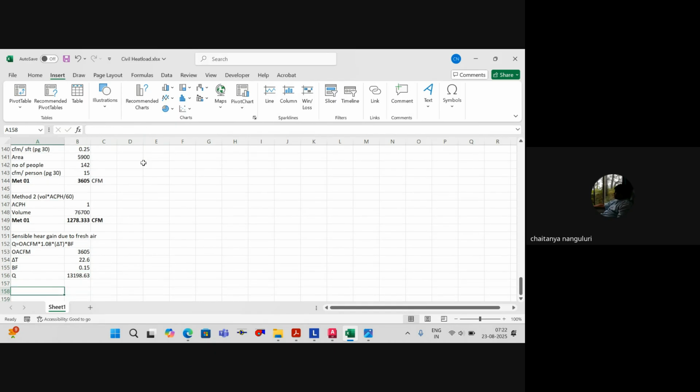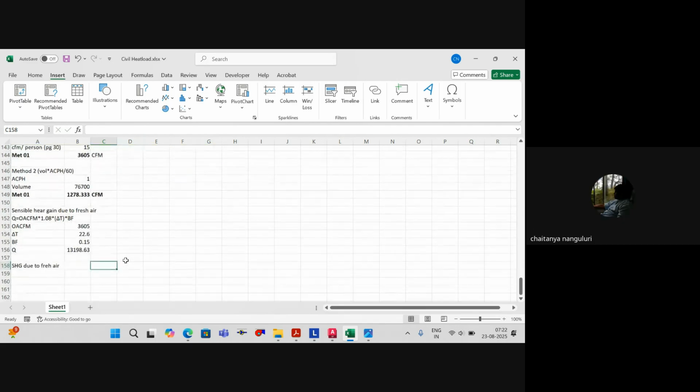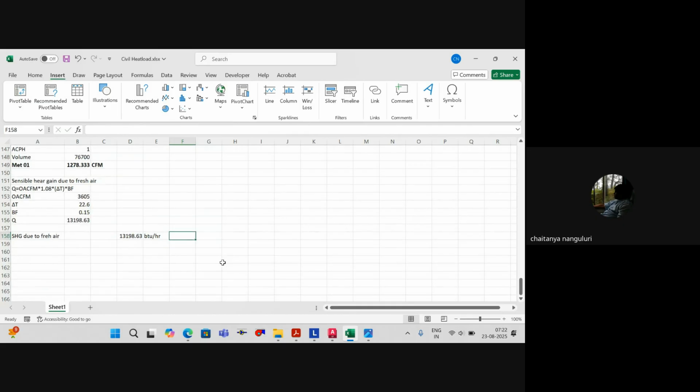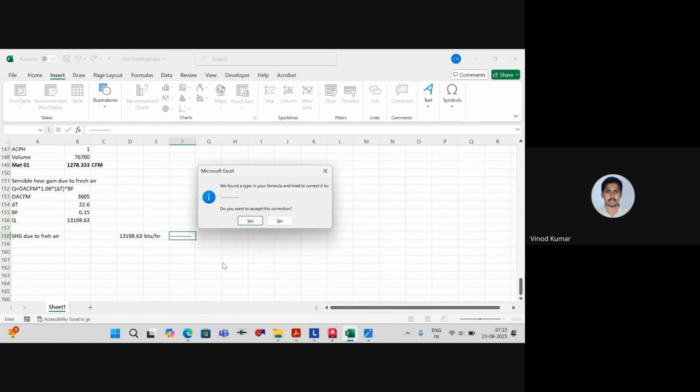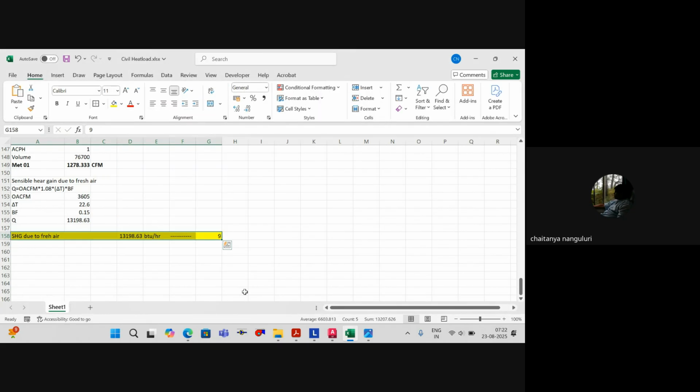So sensible heat gain due to pressure. Pressure is how much? 15,198. This is the line, right? Is equal to this particular one, BTU per hour is the value. Equation is how much? Equation number 9. Can you take it? Equation number 9. Sensible heat gain due to pressure. So I'll make it with L. Is it clear?